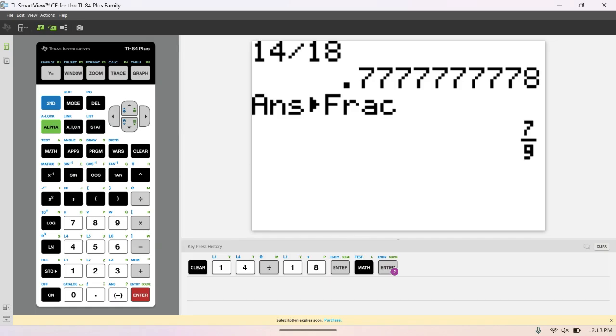your calculator automatically puts that fraction in simplified form. So it's also a good way if you have to simplify a fraction. Just put it in like a division problem and then hit math, enter, enter, and it'll automatically simplify that fraction for you.